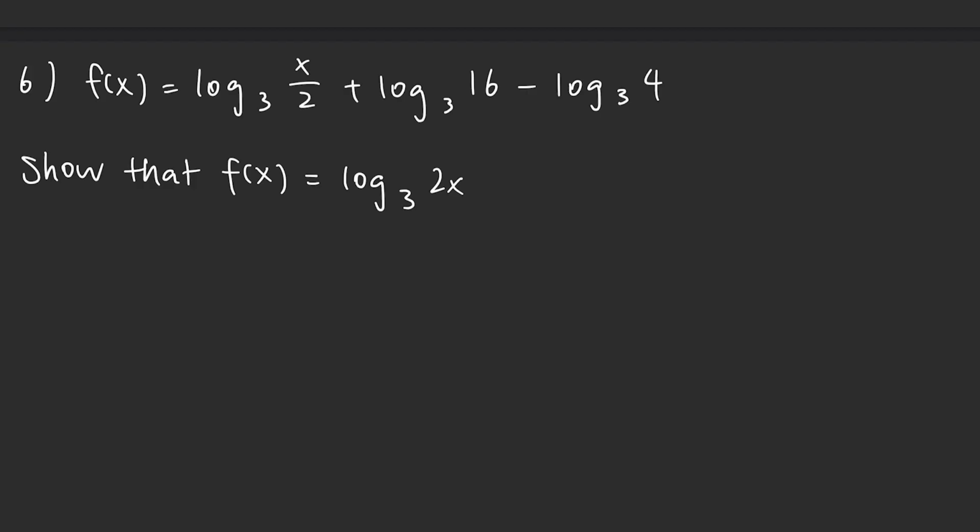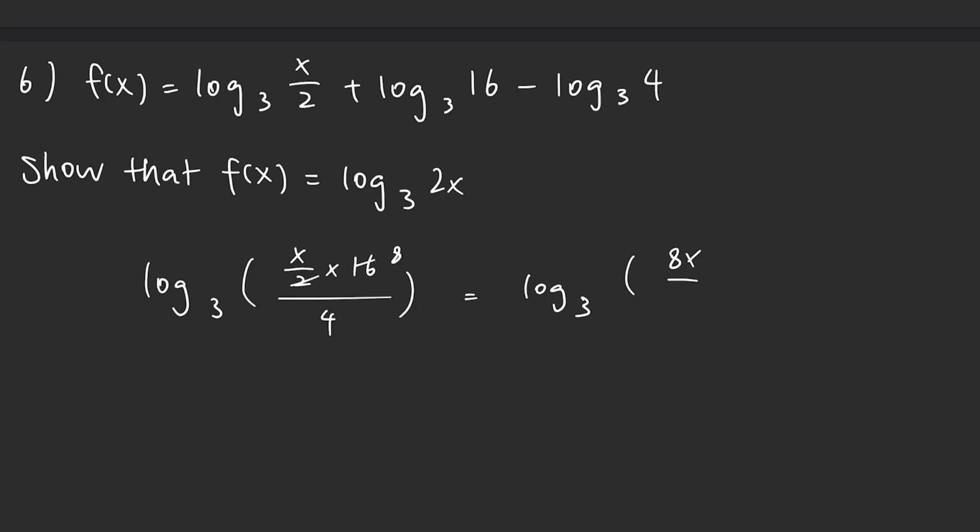The first two terms, they're adding together. So if you remember our log rules, that just means inside the bracket they are being multiplied. And then minus log base 3 of 4. So that means you have to divide everything by 4. And you just have to compute this. This is log base 3 of 16 times 2x, 16 divided by 2, this leaves 8. It's 8x over 4, which is log base 3 of 2x. And yeah, that's that question.